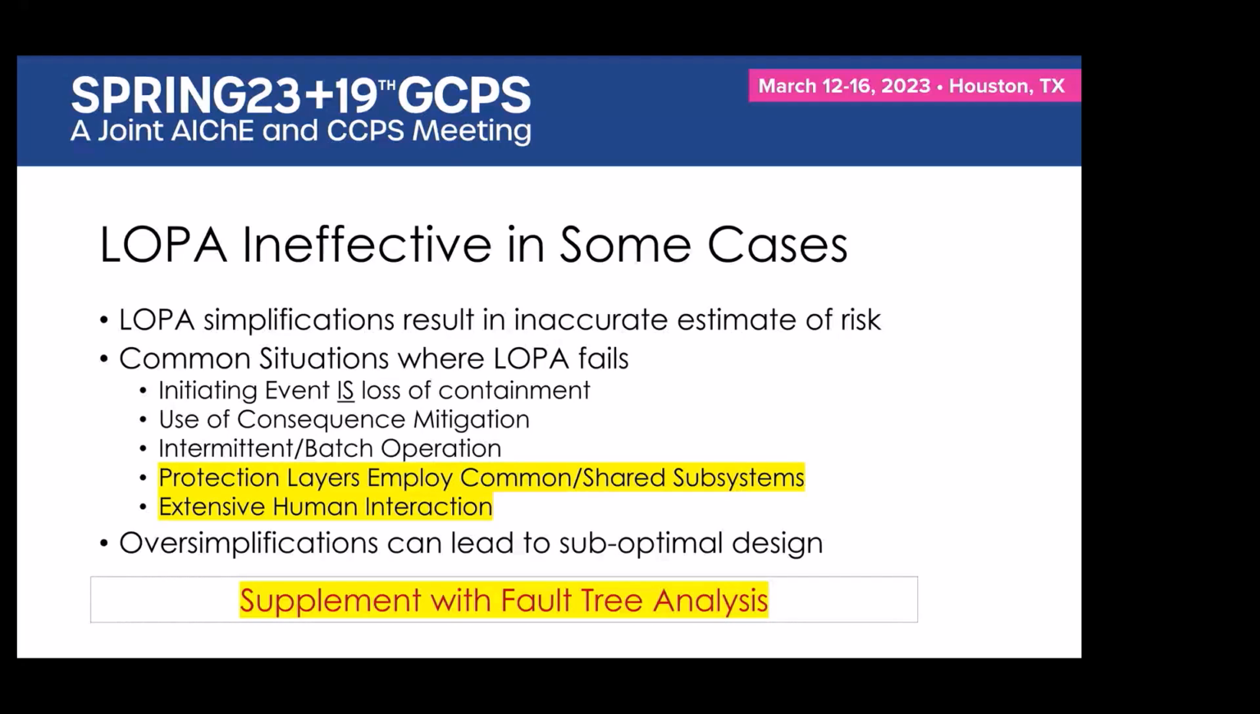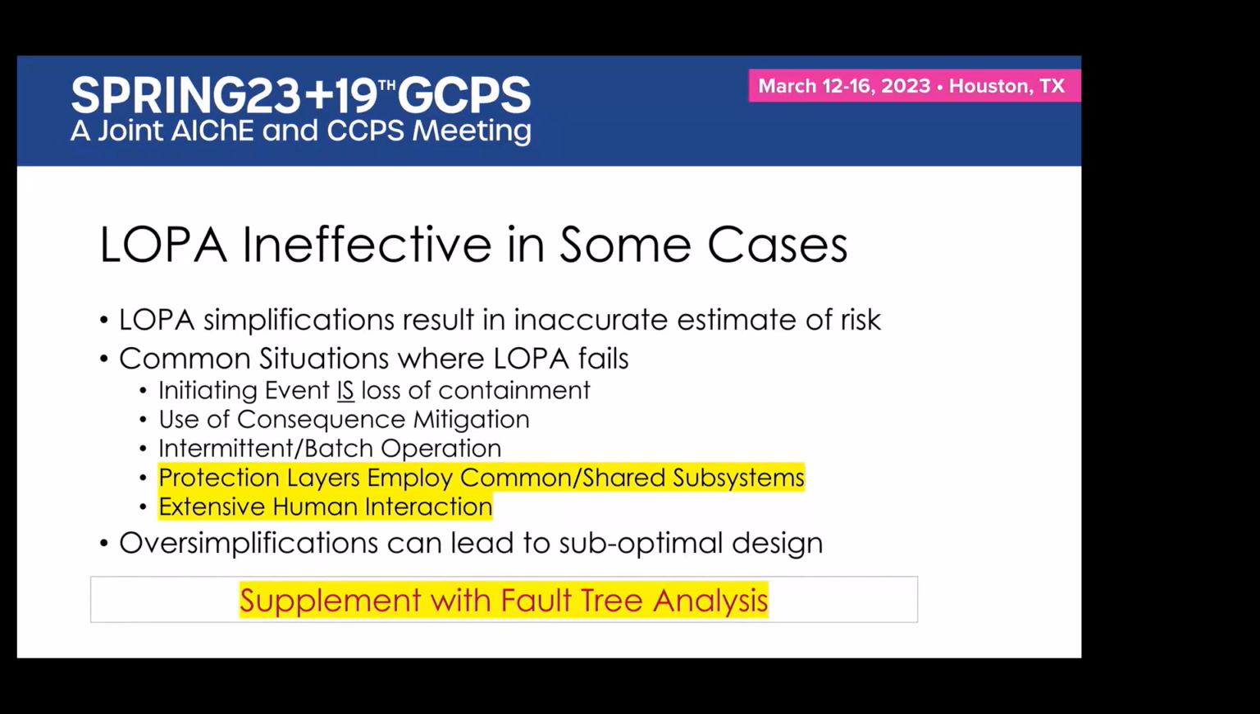When you use consequence mitigation, such as fire detection turns on an automatic spray system to put the fire out, well, in that case, you still have a fire. There's still a consequence you need to deal with. So that's a little bit tricky. That was actually the subject of my GCPS paper from 2 years ago. If anyone's interested in that, I'd be happy to send that to you also.